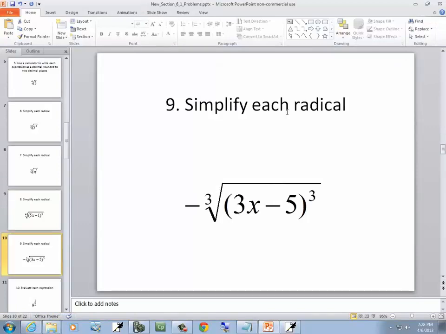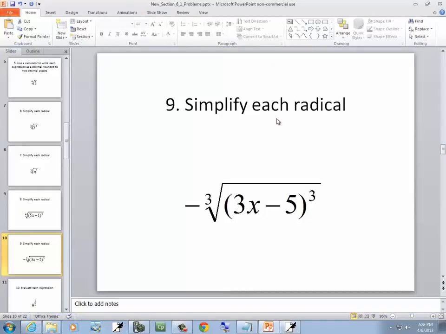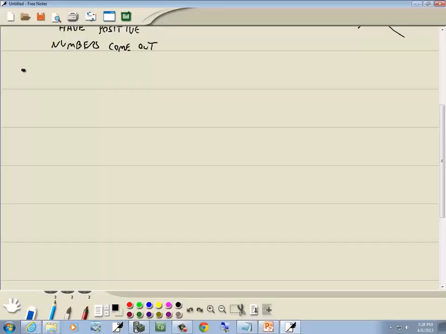Now that only applies to even indexes. It doesn't apply when you have an odd index. So let's look at this next problem. We have negative cube root of 3x minus 5 to the third power. Well, this negative that's out in front, it doesn't change anything. It just stays out in front. Now here our index matches the power, so they're going to cancel each other out. And we're going to be left with 3x minus 5.